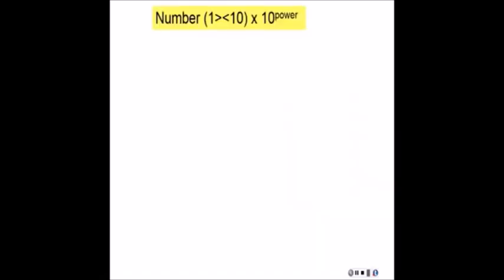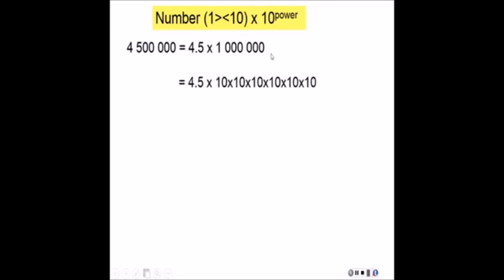Okay, so here we go again. Let me go through a couple of them with you. So we start off with 4,500,000, and I'm breaking that down into 4.5 times a million. And now I'm going to work on the million. So a million would be 10 times itself 6 times, which I can then write as 4.5 times 10 to the 6th.